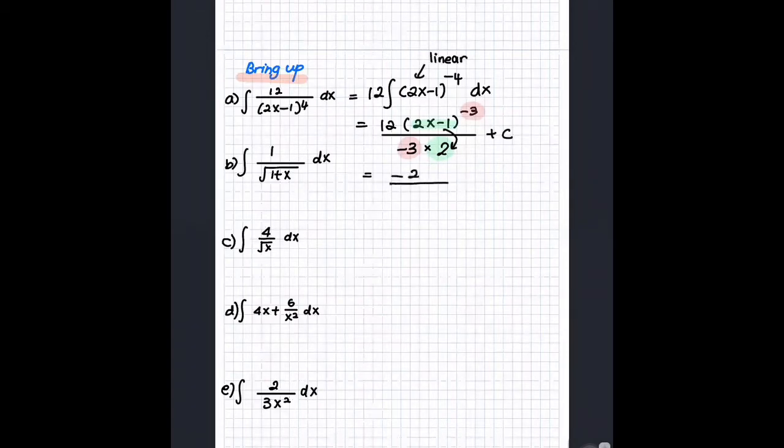If you want to make it nicer, you bring the negative power down. Okay, good job. Miss, yeah. I'm so confused what a linear is. Linear means ax plus b, or typically y equal to mx plus c, like this.